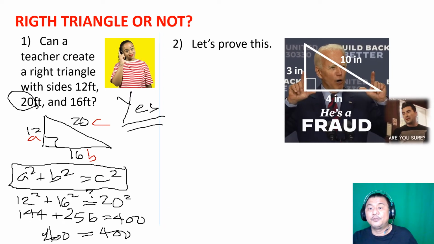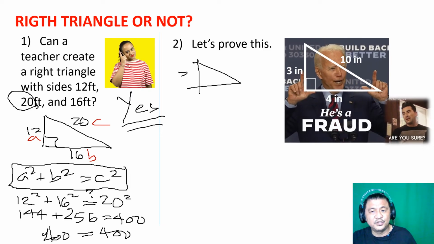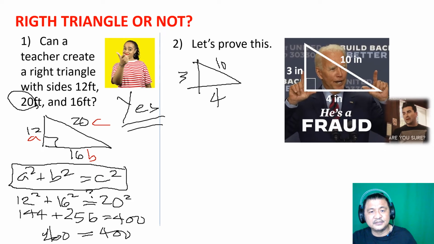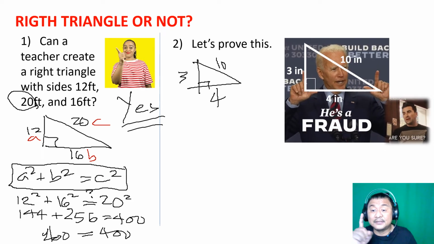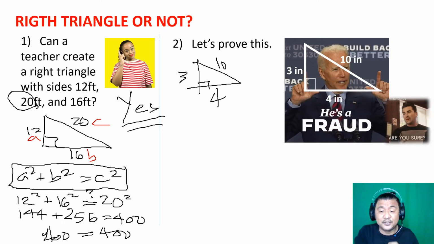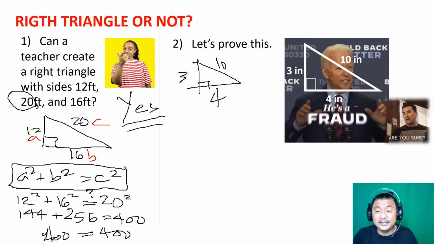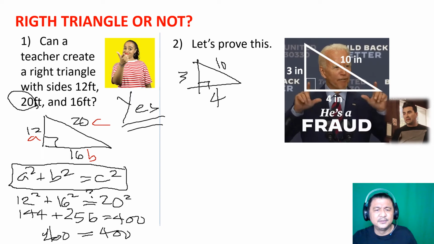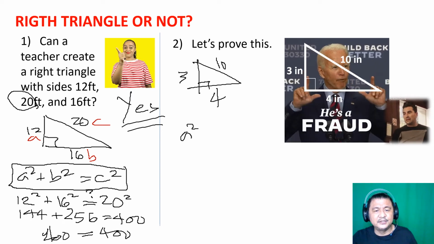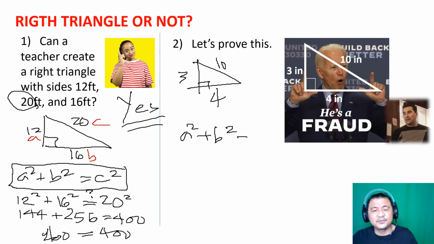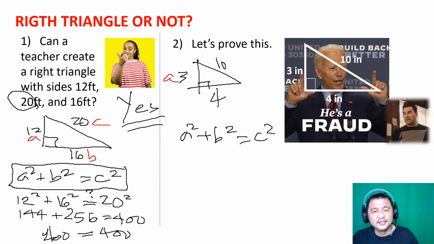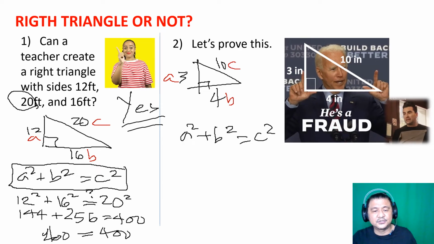Now let's go back to our original problem. Biden was able to prove that 3, 4, 10 cannot be a right triangle. We know that because the partner of the Pythagorean triplet is 3, 4, 5. It cannot be 10. So let's just check. Let's write down A squared plus B squared equals C squared. Remember which is the A? You're the A. You're the B. The longest side is always the C. All right, so plug it in.